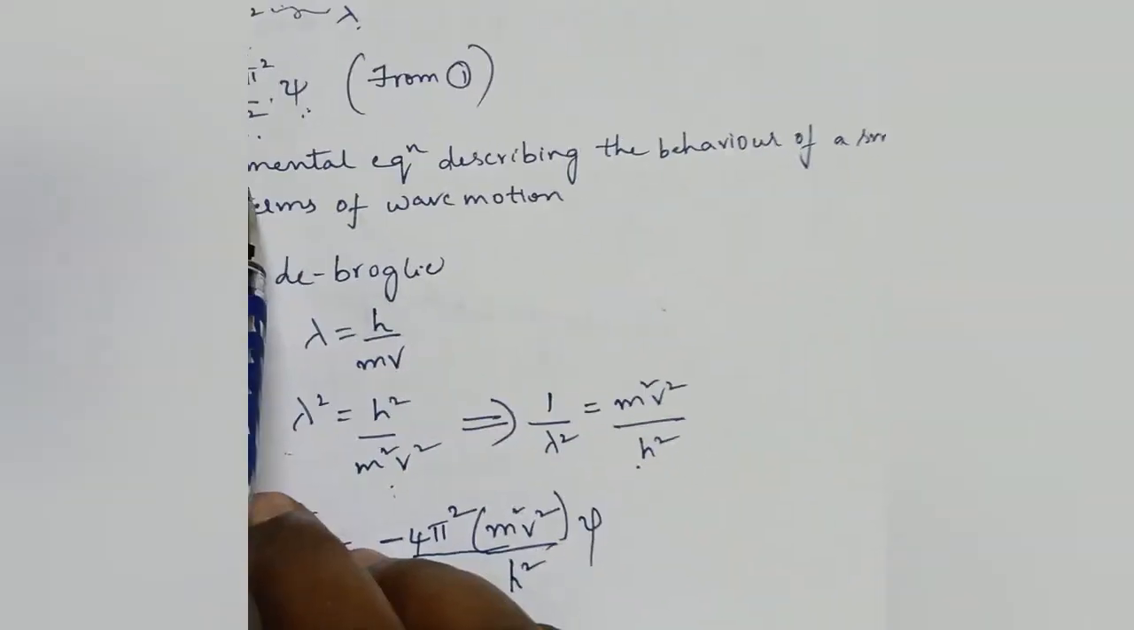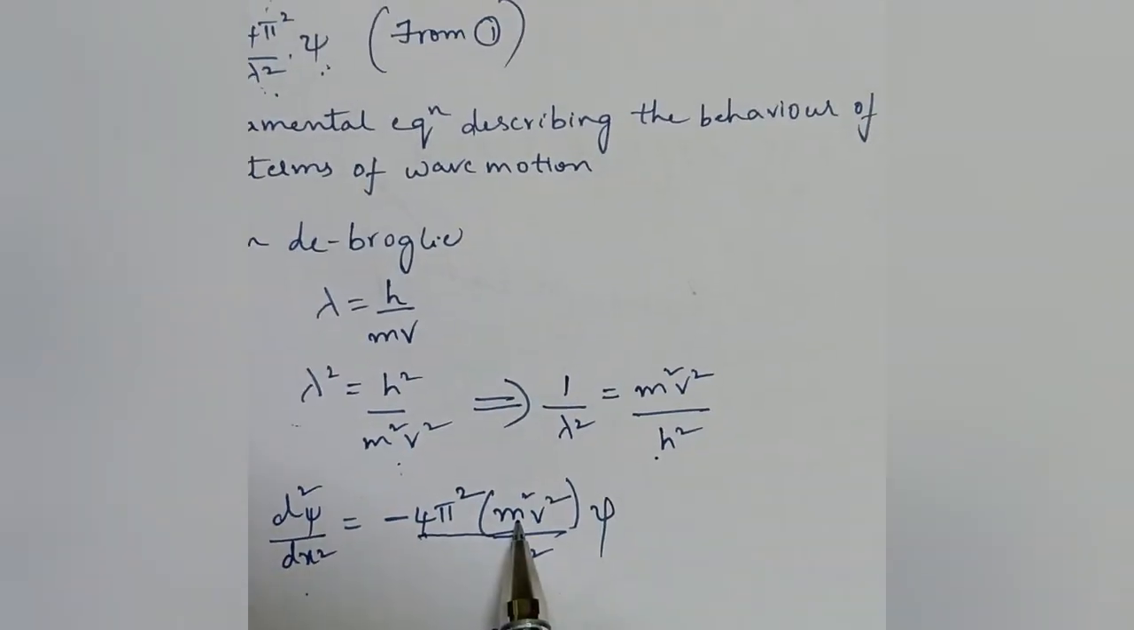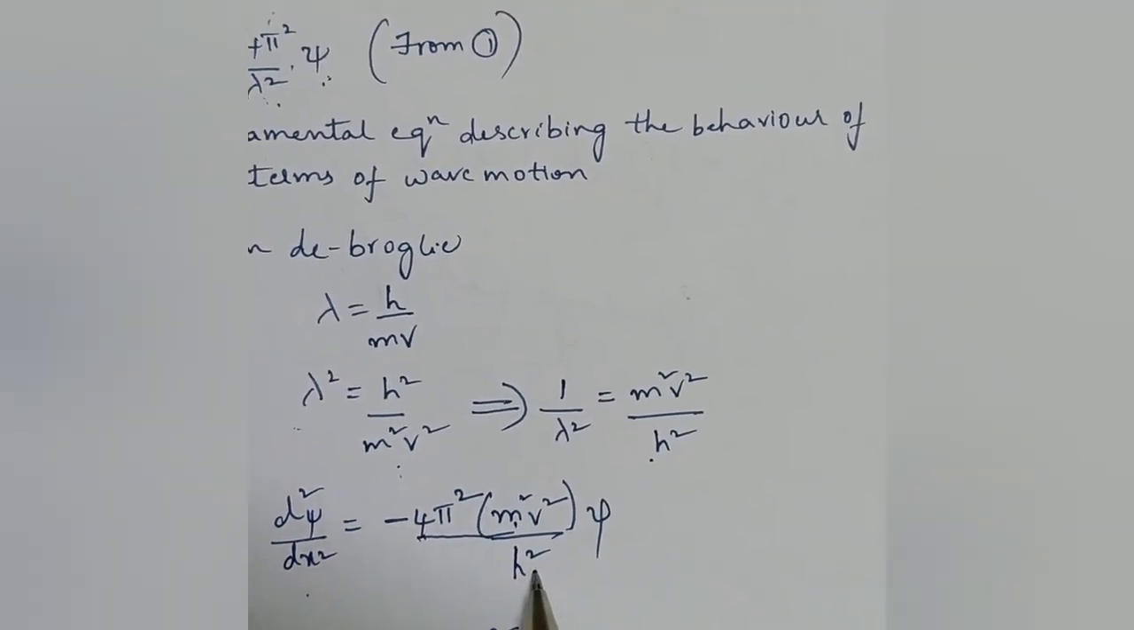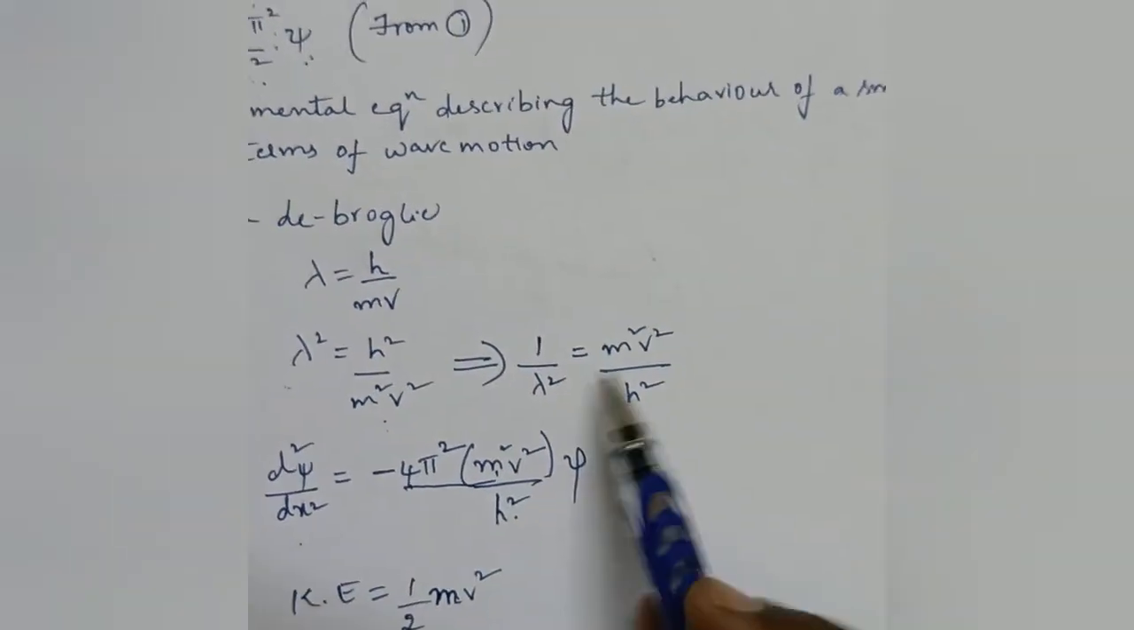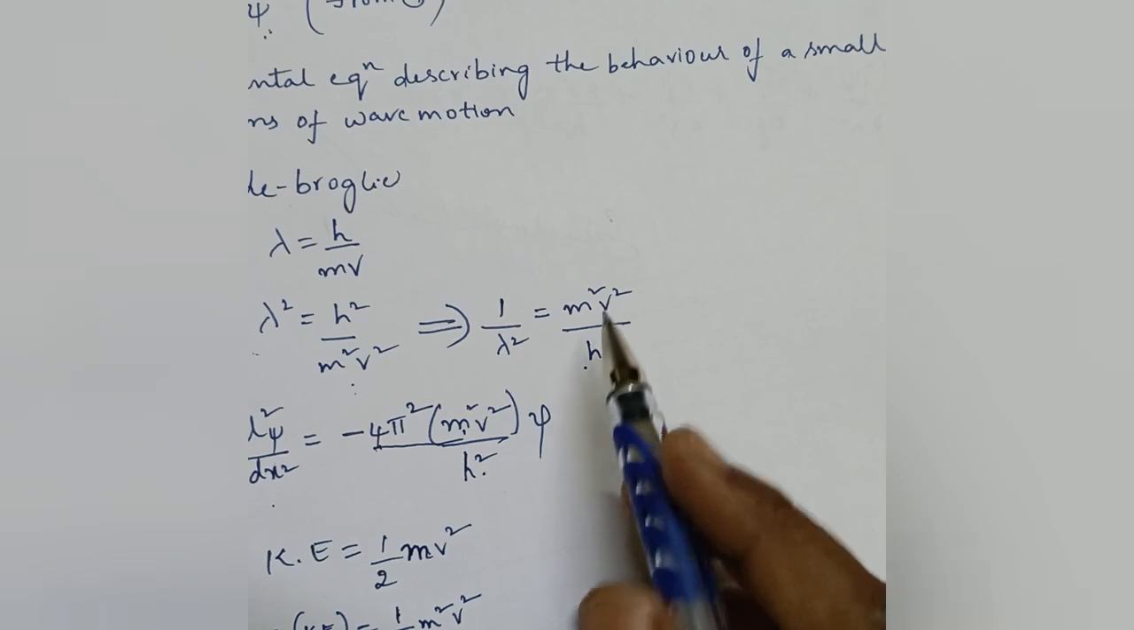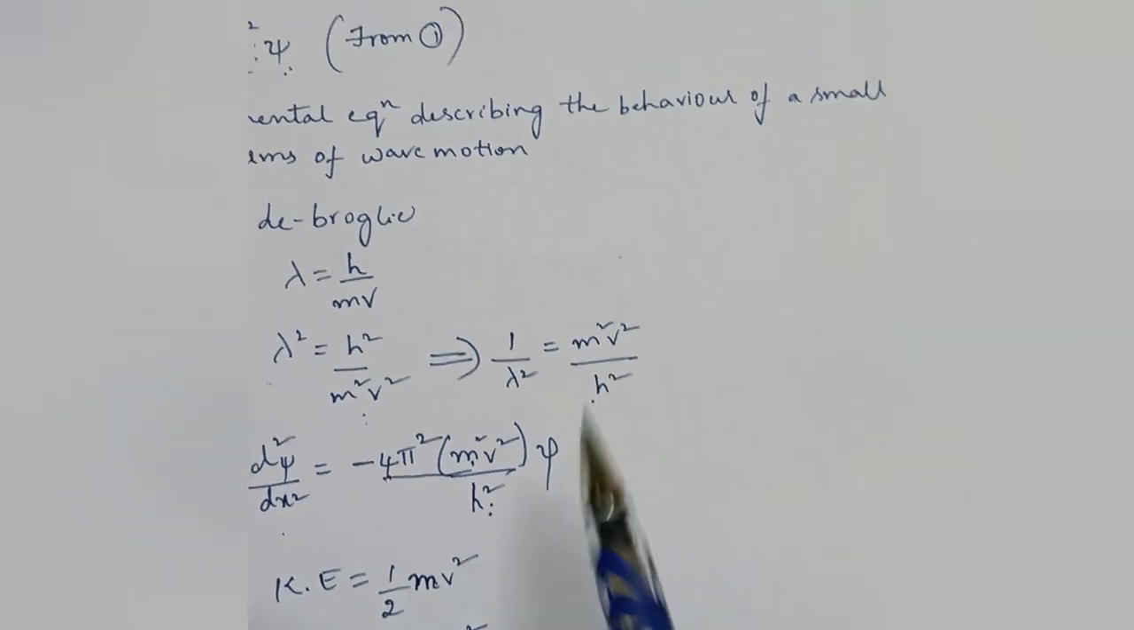Substitute this value in the above equation, then it becomes d square psi by dx square is equal to minus 4 pi square into m square v square by h square. So here it is nothing but 1 by lambda square, right? So in the place of 1 by lambda square, I am substituting m square v square by h square and the psi remains as it is.